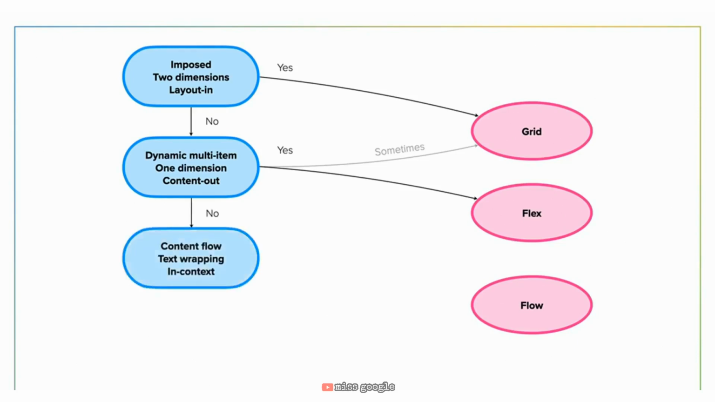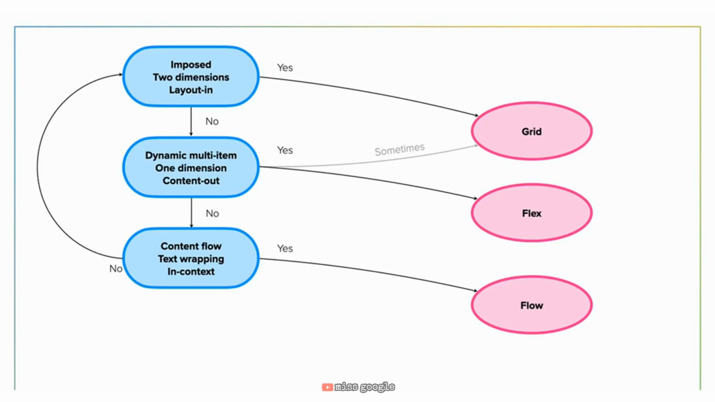If the answer is no to those questions, then we get to question number 3. Is this layout in the content flow? Are we using text wrapping or somehow else laying things out in context? If that's the case, then we are using the default flow behavior of the browser, maybe with floats and clears. If you answer no to all of these questions, something has gone wrong, and you need to go back to the top and ask the questions again, because in all cases, you will have either an imposed 2-dimensional layout, a 1-dimensional layout that's content out, or content flow. There are no other options in layout.